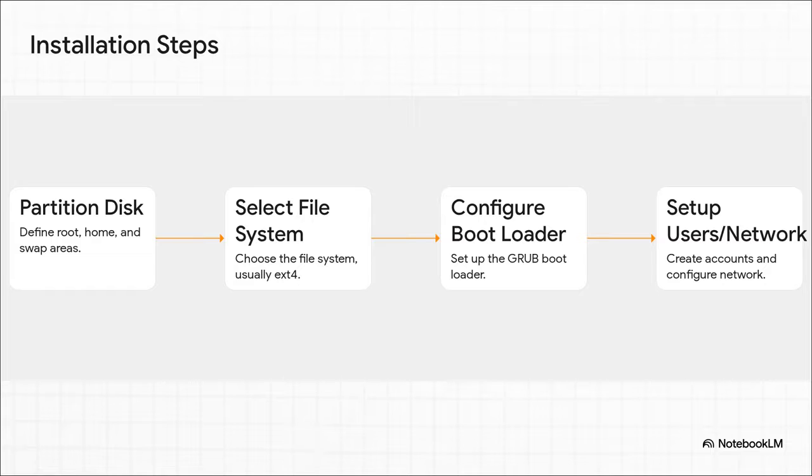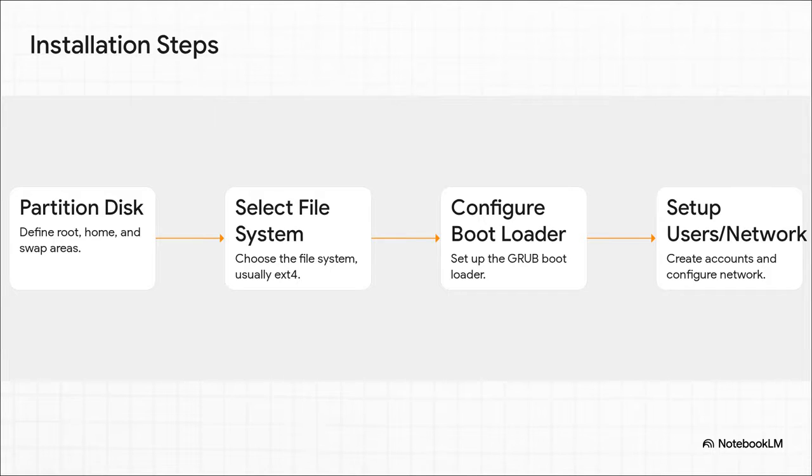First, you have to partition the disk. This means you slice up the hard drive. You'll make a root partition for the operating system, a swap partition, which acts like extra RAM, and, here's a pro tip, a separate home partition for all your personal files. That way, if you ever need to reinstall the OS, all your documents are safe on their own partition.